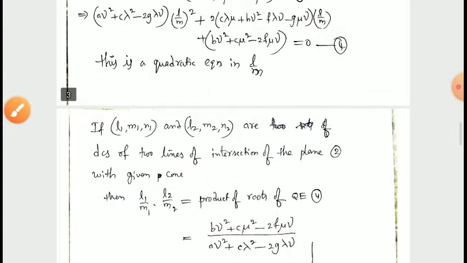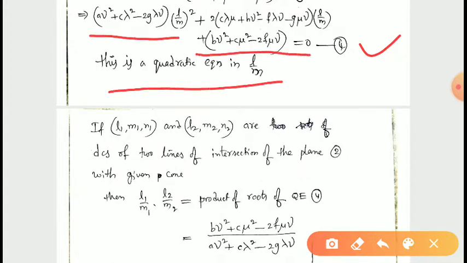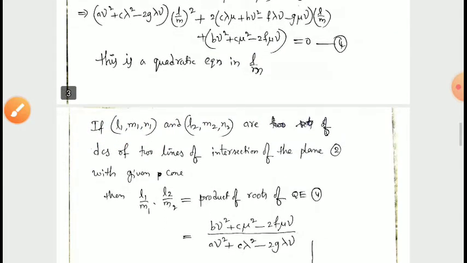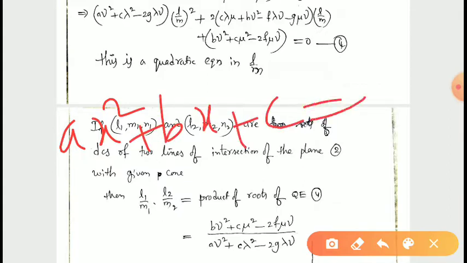So, we will get this. This is a quadratic equation in L by M. This is of the form ax square plus bx plus c is equal to 0. Here x is equal to L by M.